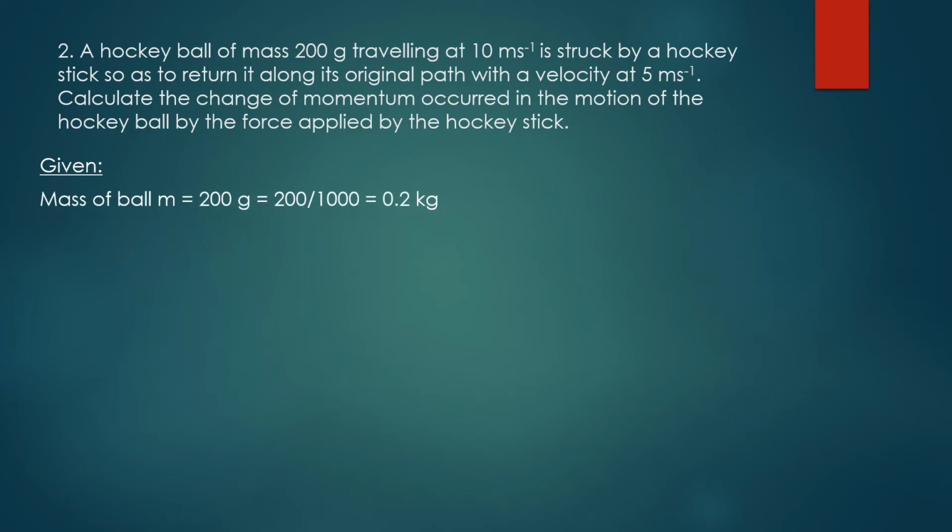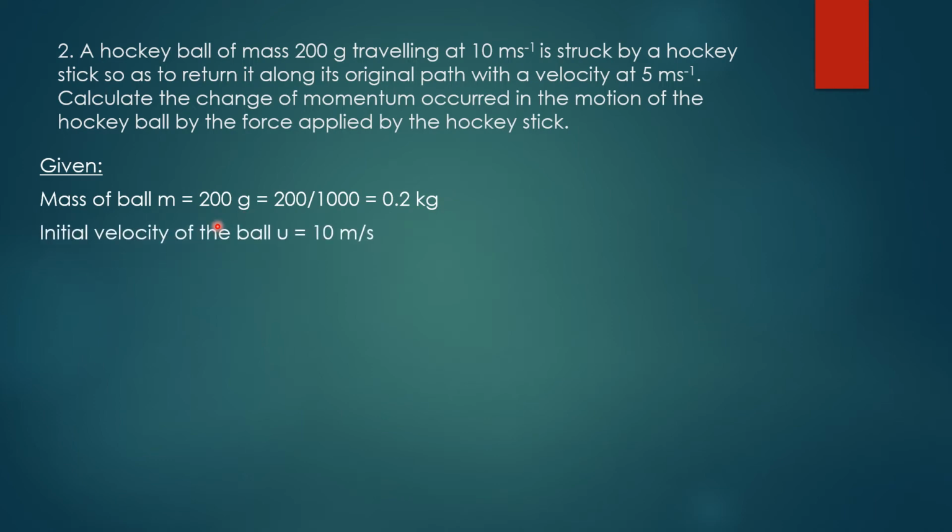So 200 divided by 1000. Always we have to convert the units to SI units while we are solving a problem. So I've converted gram into kilogram. To convert gram into kilogram, we have to divide by 1000. So 200 divided by 1000 will give us 0.2, that is 0.2 kilogram. Always remember we need to have the units in their SI units.